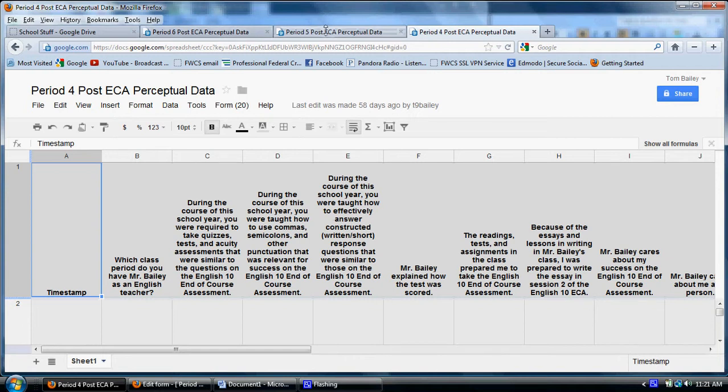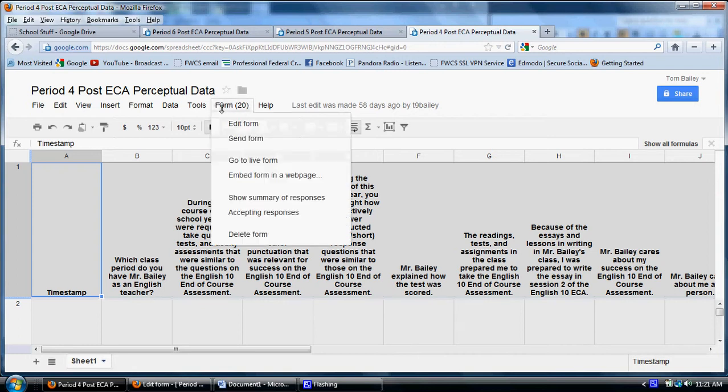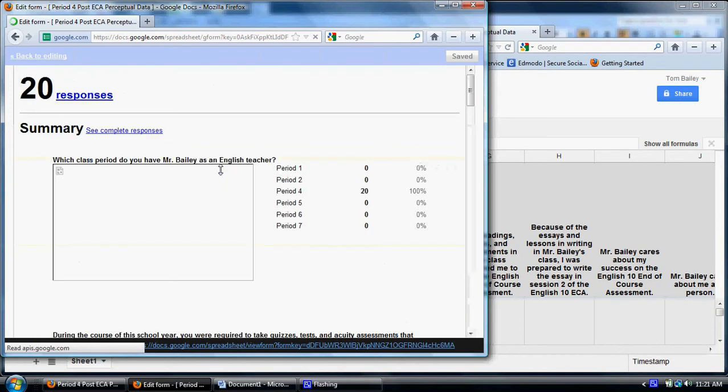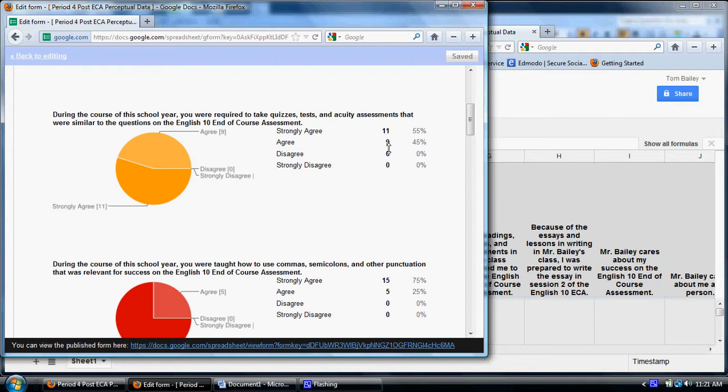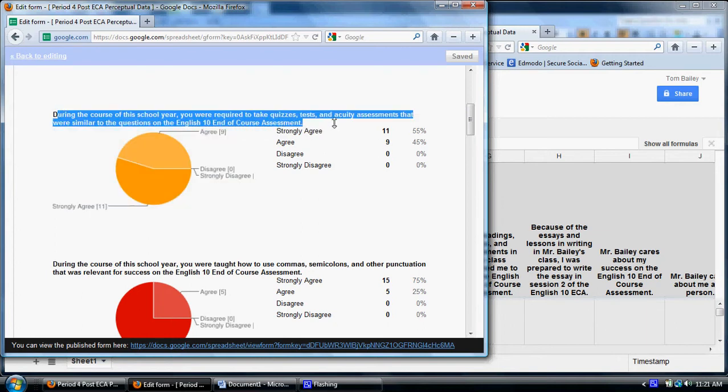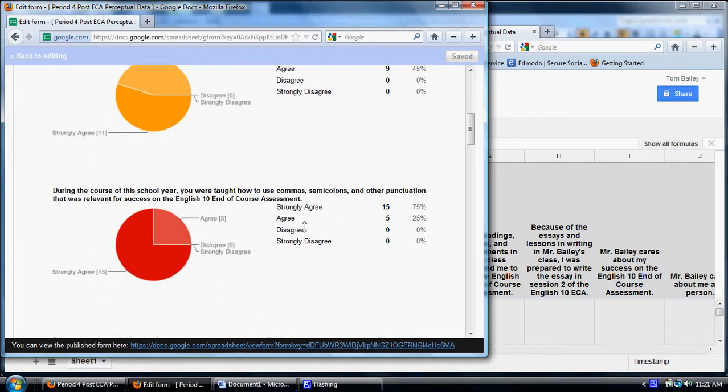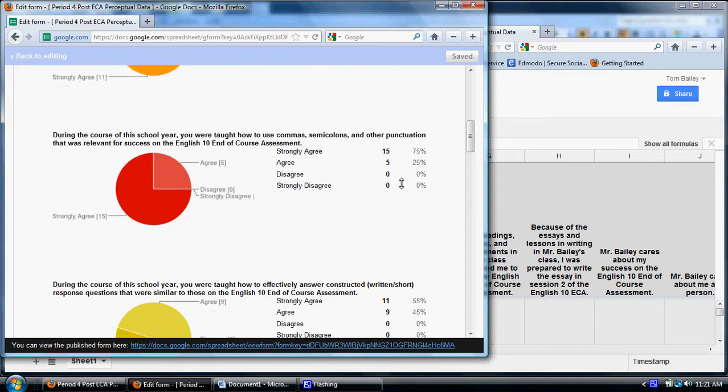Now what I found then is, and these are just 3 of the 6 class periods that I taught, that the data from each of the questions came out almost exactly the same throughout the classes. And actually, if I show the summary of responses, strongly agree and agree. So my students believed that what we did in class prepared them for the test. Same thing with the next question. Strongly agree and agree.